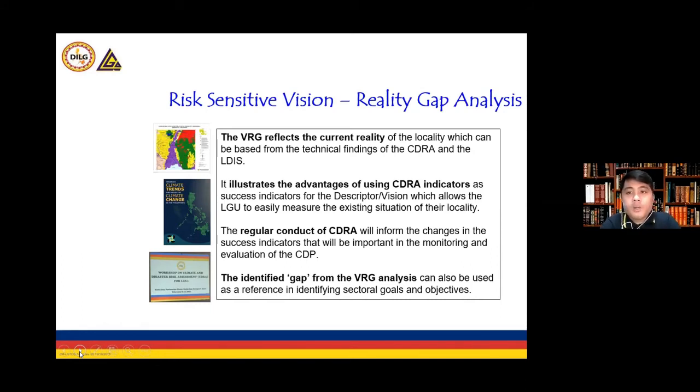So, once you are able to formulate your SIDRA, madali na lang yung VRG analysis. Kasi, actually, part ng SIDRA, dun sa mga LGUs na meron ng SIDRA, is merong VRG analysis doon. So, madali na lang i-call out yun doon and then yun yung gagamitin natin sa ating comprehensive development plan. So, the identified gap from the VRG analysis can also be used as a reference in identifying sectoral goals and objectives. Again, we go back to our data. When we formulate goals and objectives, we refer back to the result of our VRG analysis. So, gaano ba tayo kalayo o kalapit doon sa ating gustong ma-achieve?